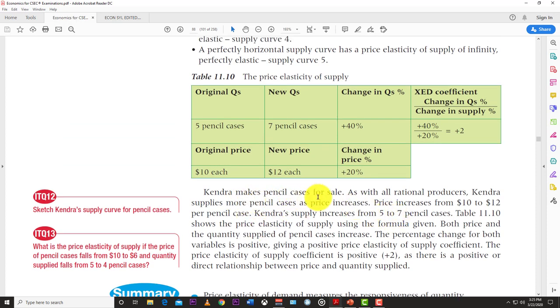All right, so the example here: Kendra makes pencil cases for sale. As with all rational producers, Kendra supplies more pencil cases as the price increases. The price increases from $10 to $12 per pencil case. Kendra's supply increased from 5 to 7 cases. Table 11.10 shows the price elasticity of supply using the formula given. Both price and quantity supplied of pencil cases increase. The percentage change for both variables is positive, giving a positive price elasticity of supply coefficient. The coefficient is positive as there is a positive or direct relationship between price and quantity supplied. So that's basically it.